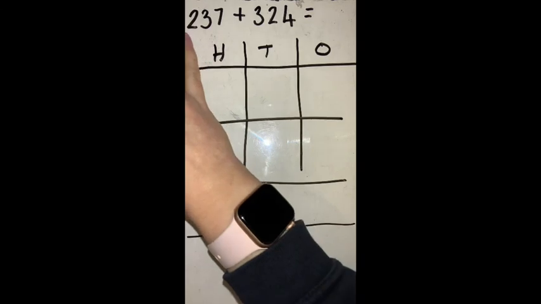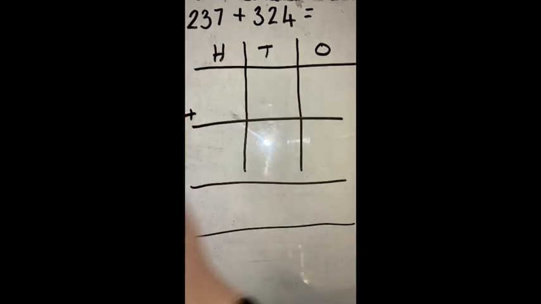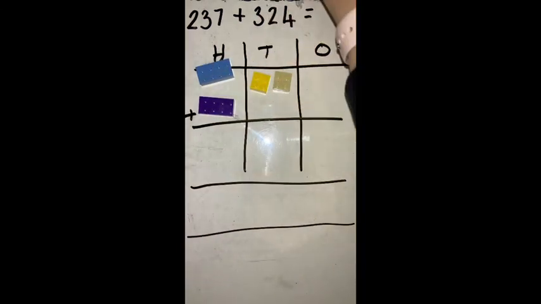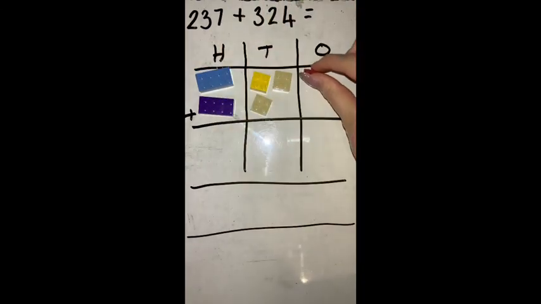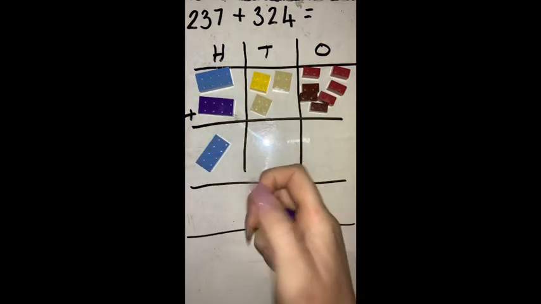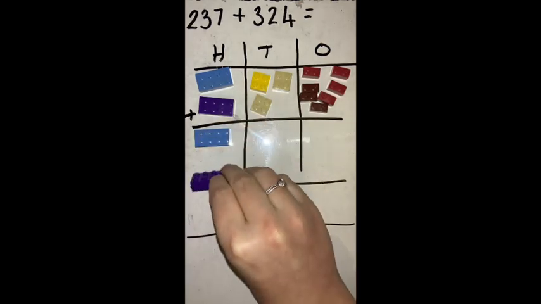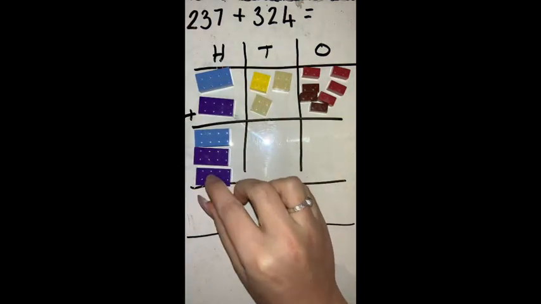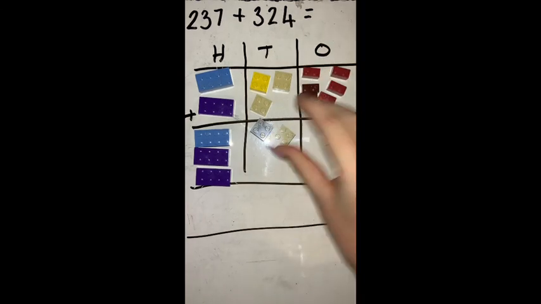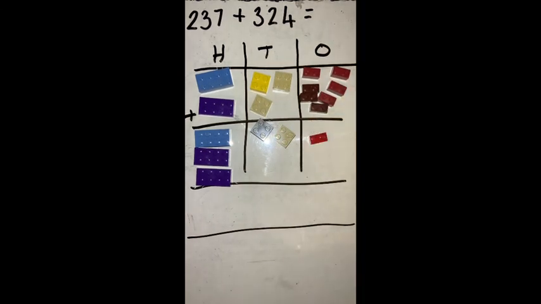So I've got 237. So I've got 2 hundreds, 3 tens, and 7 ones. 1, 2, 3, 4, 5, 6, 7, and then I've got 324. 1, 2, 3 hundreds, 2 tens, and 4 little ones.